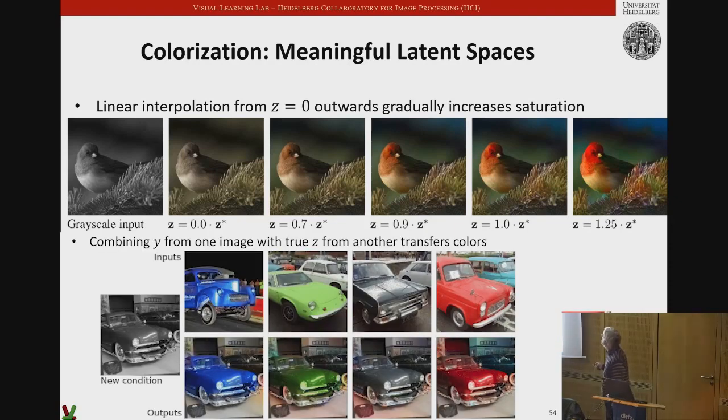Here's another application, which is color transfer. We have a grayscale image, and we would like to color it like some other image. It should be colored like this car, and then we get a blue car. Or it should be colored like this car, and we get a green car. It's not the same green, because this green is not compatible with the gray image. So it has to modify the green a little bit.